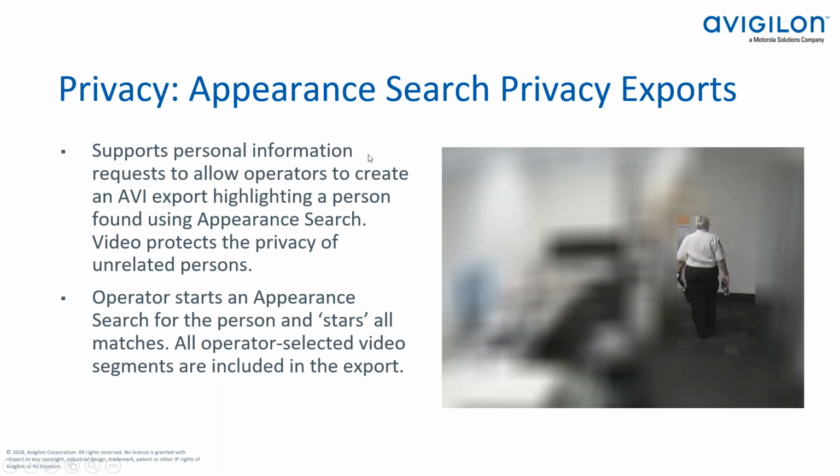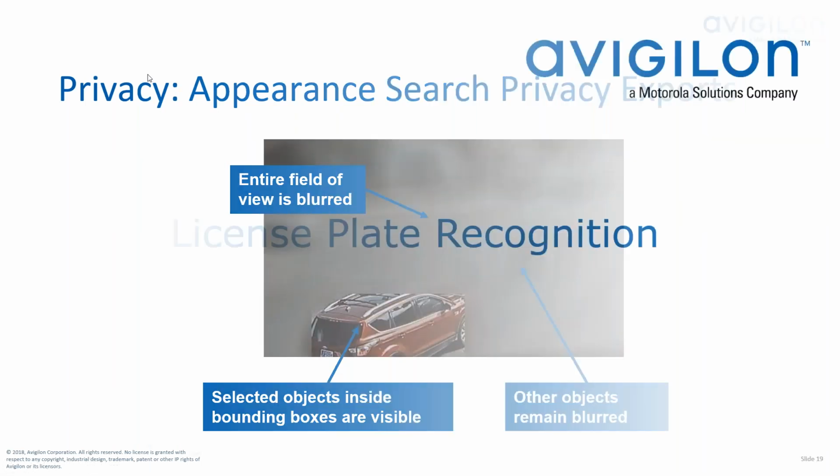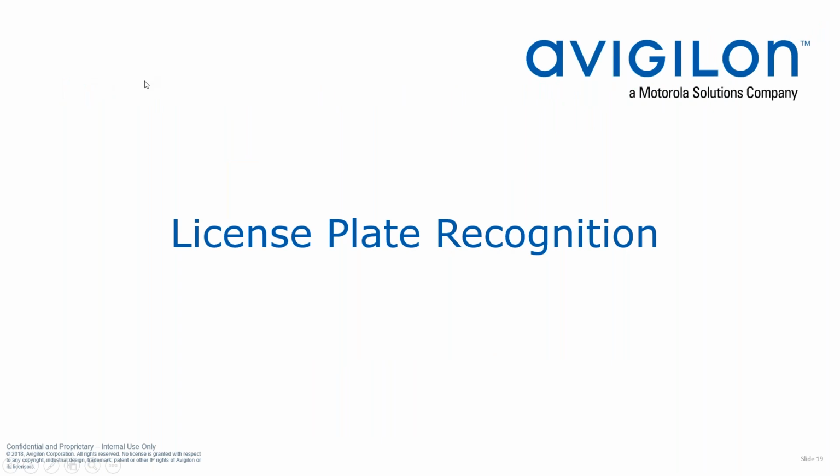Because there was some law enforcement in the room, they asked, and I don't talk about this quite frankly very often, if we could blur out anything around a person of interest, and we can do that when you export video. You select through that appearance search that you want to export it. In that export, we allow you to click on the object of interest, and then everything else can be blurred around that object. A lot of people don't ask about that, but we can certainly do it.